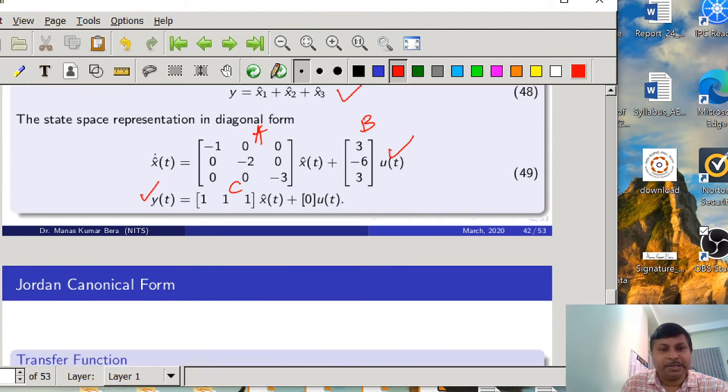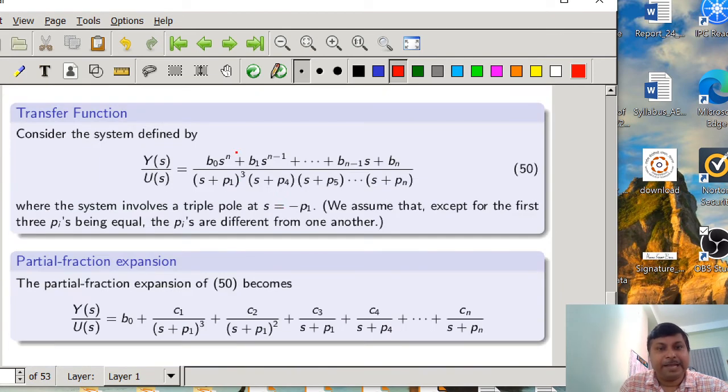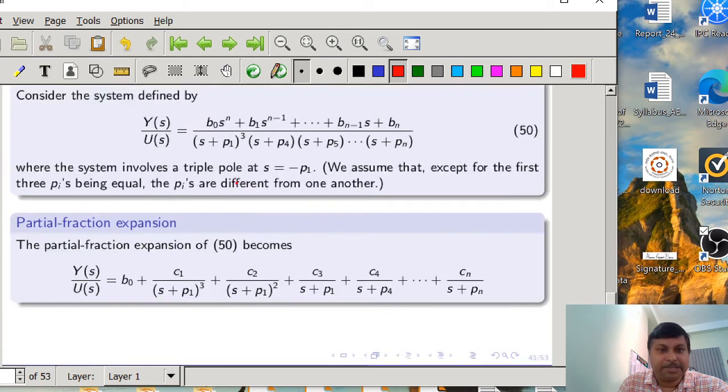Here we will discuss the case if the roots are repetitive, then how we will get the form. As an example, we can see equation 50, where the pole p1 is repeated 3 times. The system involves a triple pole at s equal to minus p1, and all other poles, that is p4, p5, pn, are distinct. If we have this kind of transfer function, then how we will get the representation in state space, and that is actually the Jordan canonical form. Let us see how we will do it.